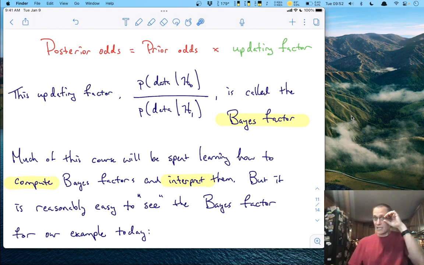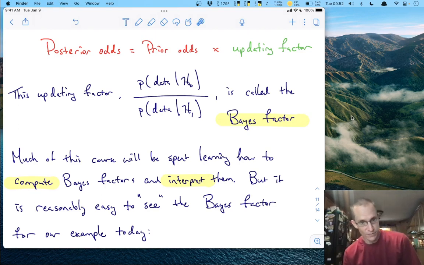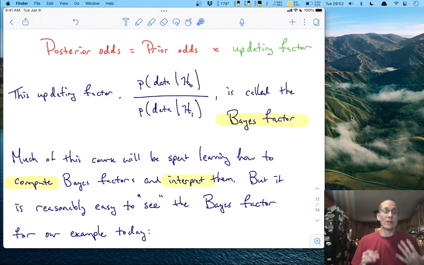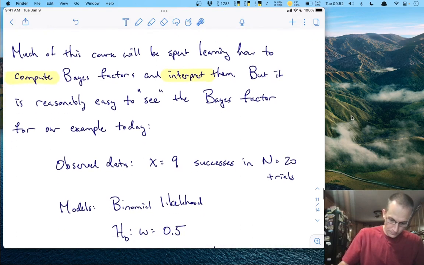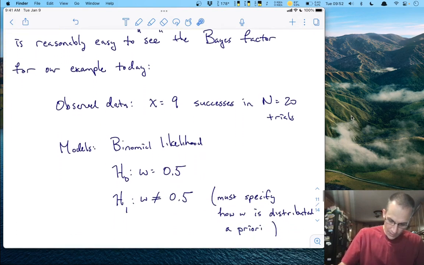Now I want to introduce Bayes factors today, but I will promise you much of this course, in fact most of it from here on, will be spent learning how to compute and interpret these Bayes factors. But today I can give you a couple of plots that will make it easy for us to see what the Bayes factor is for our example. Okay. So let's look at our example.